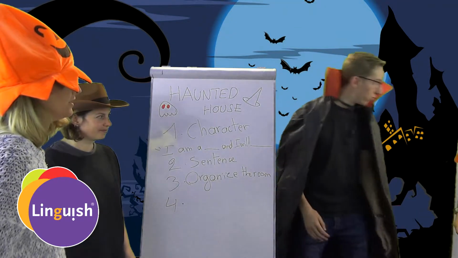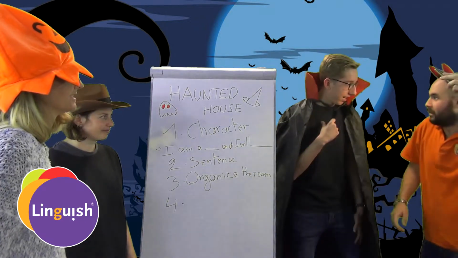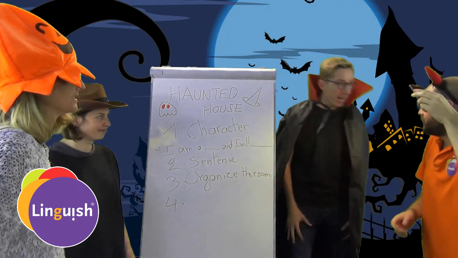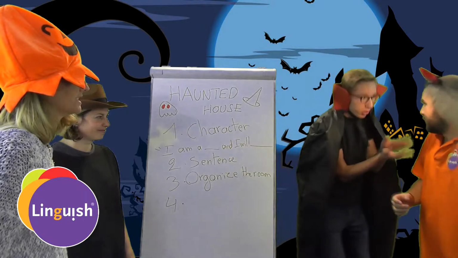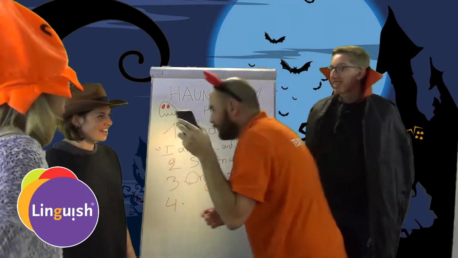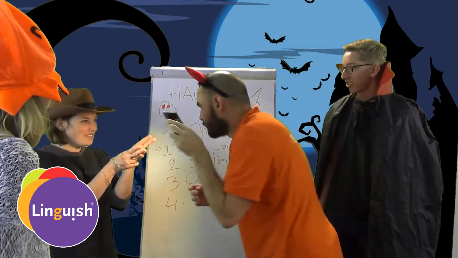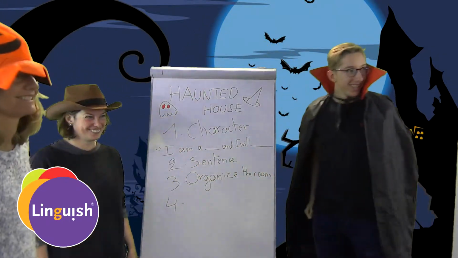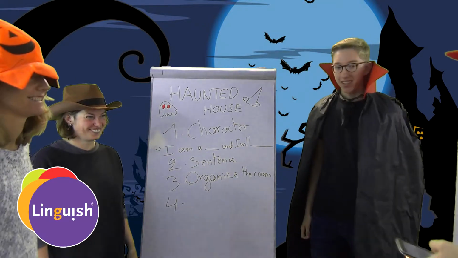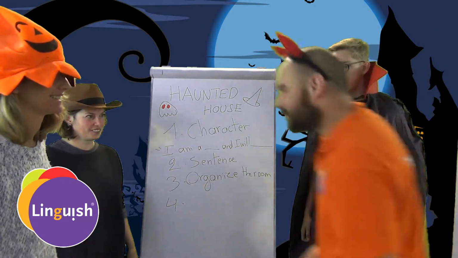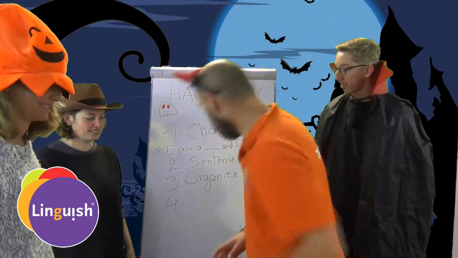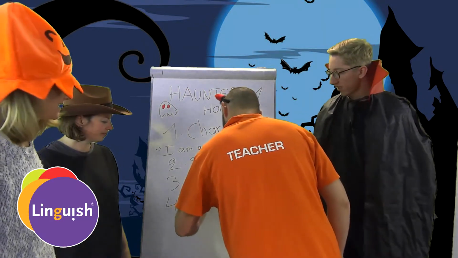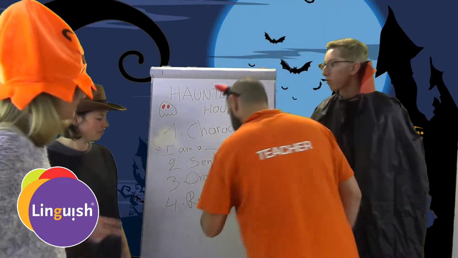Come in. Hello. I am a vampire and I will bite you. I am a cowboy and I will shoot you. I am a pumpkin and I will eat you. Excellent, guys. Good job. We are ready to act it. We rehearsed.